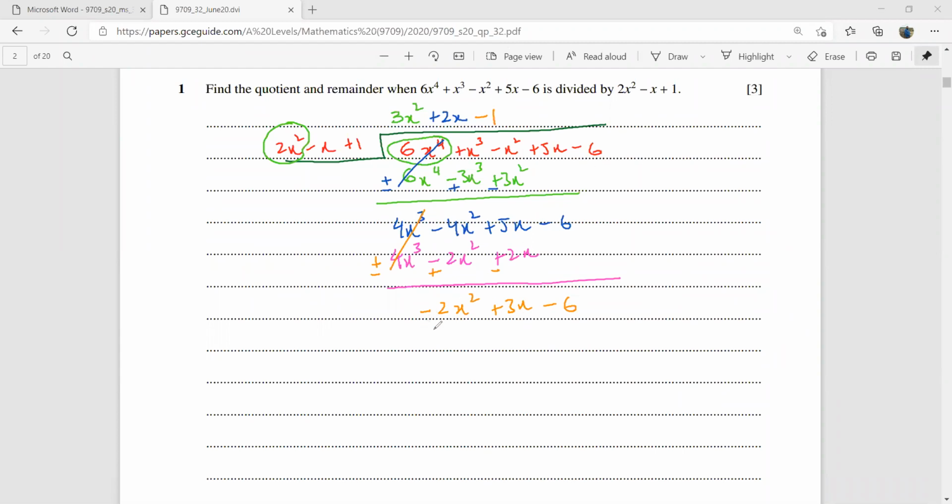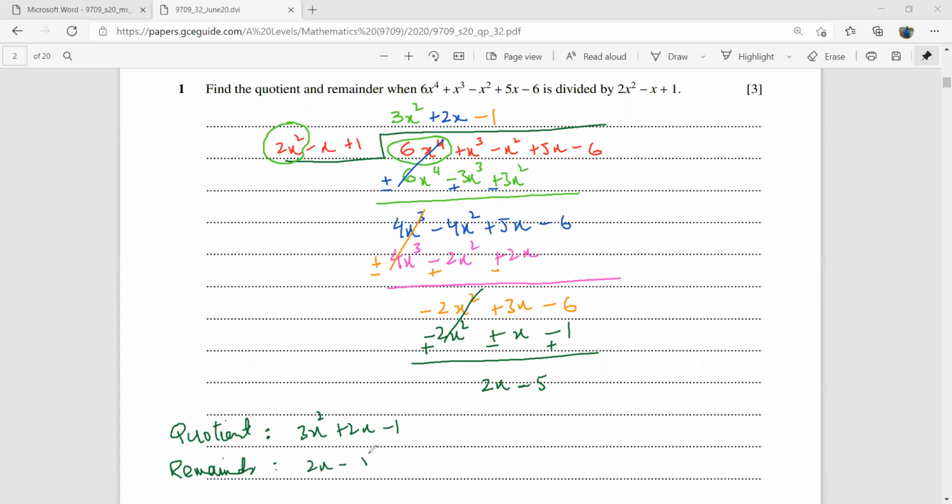Now 2x squared into minus 1 gives us minus 2x squared. So this is minus 2x squared plus x, then minus 1. And then we subtract them. So here we are, this is 2x minus 5. So the quotient is 3x squared plus 2x minus 1, and the remainder is 2x minus 5.